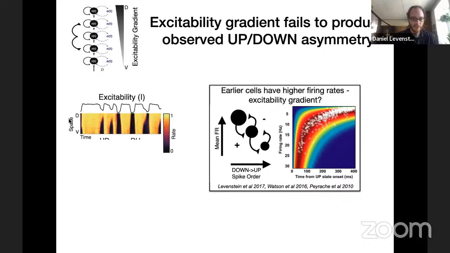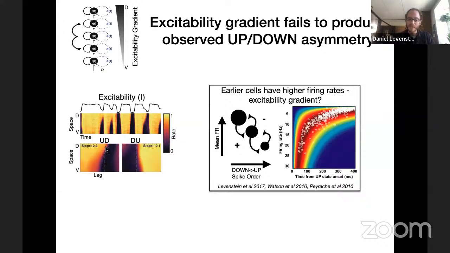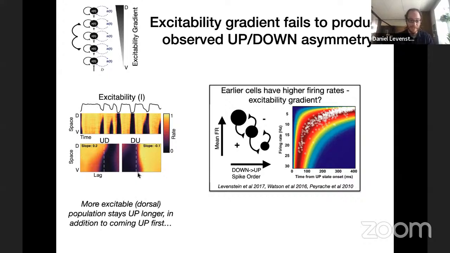And so this shows a simulation of the model now with a gradient in excitability from a dorsal to a ventral population. And when we align the activity in the model to the up to down and the down to up transition, we actually find that this excitability gradient isn't able to reproduce the data, right? So the more excitable or dorsal population not only goes up sooner and travels, so that does match the data, but it doesn't go from up to down synchronously. So it also stays up longer at the end of the upstate.